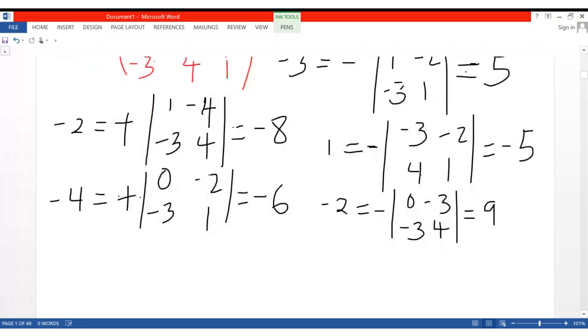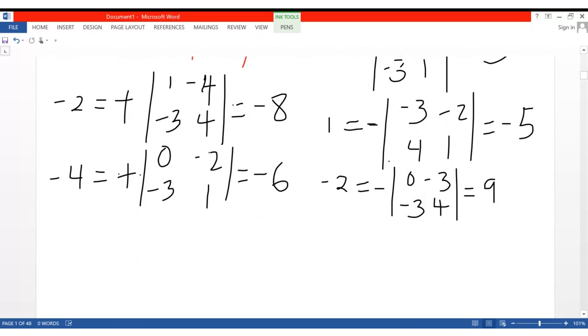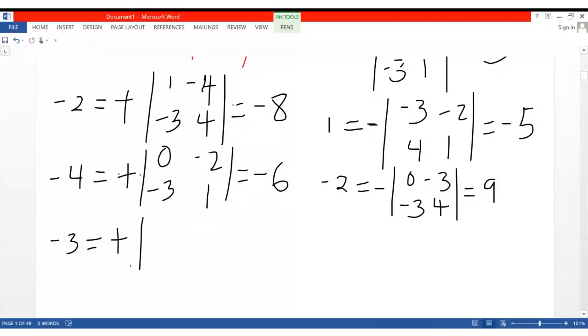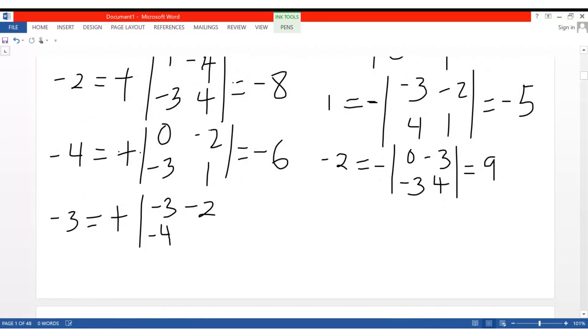So I'll go again to the other element, which is negative 3. Here the sign is positive. I go up and check. If I block, I remain with negative 3, negative 2, and then the other one will be negative 4, negative 2. If I do this one, I'm getting 6 minus 8. The sign is positive, so it will remain as negative 2.